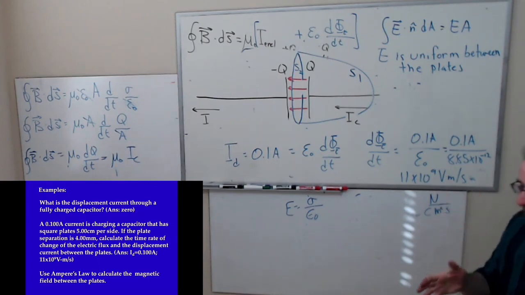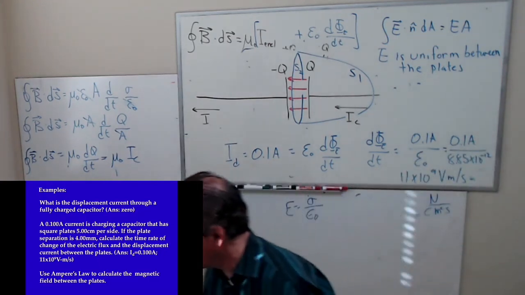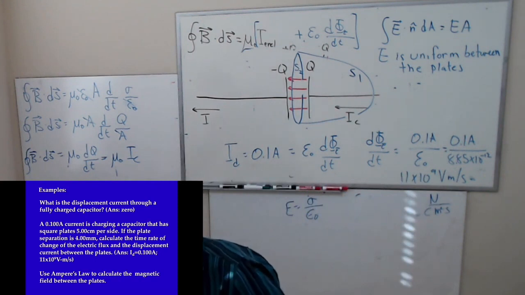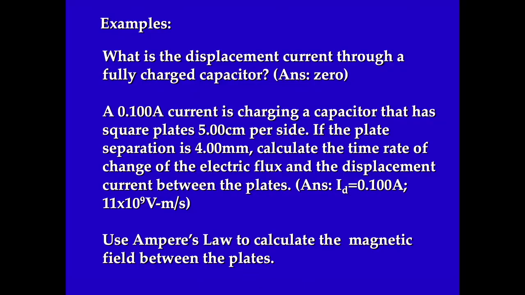The last question says use Ampere's law to calculate the magnetic field between the plates, but we've already done that in the previous example, so I'm not going to go through that here.